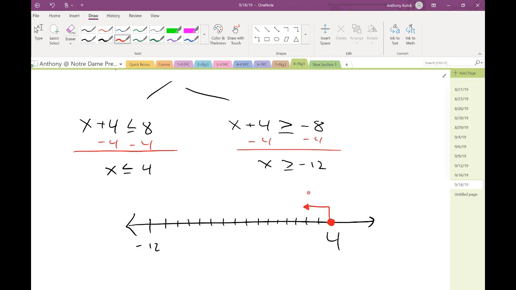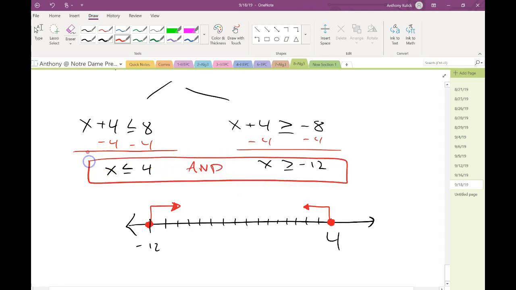X is greater than or equal to negative 12. The mark I make at negative 12 should be closed. The arrow should be going left or right? Right. So the things that are greater than negative 12 are things like negative 11, negative 10, negative 9. Those are to the right. See how the two arrows are pointing towards each other? That's the and situation.